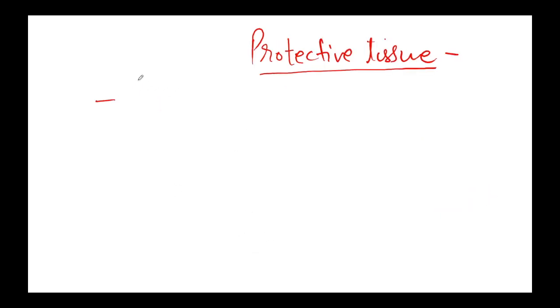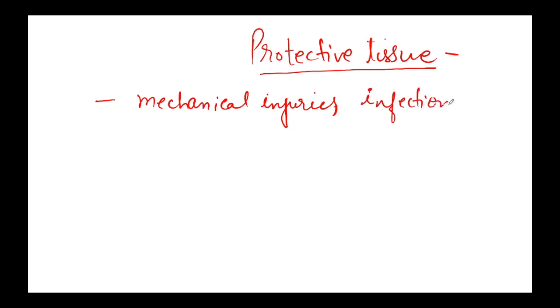Now come to the type of protection which such tissues provide. They provide protection from mechanical injuries. They also provide protection from infections. It means they form a protective barrier which doesn't let the pathogen into the plant. Pathogen is the disease causing organism. So they don't allow the pathogen to get inside the plant. And desiccation.